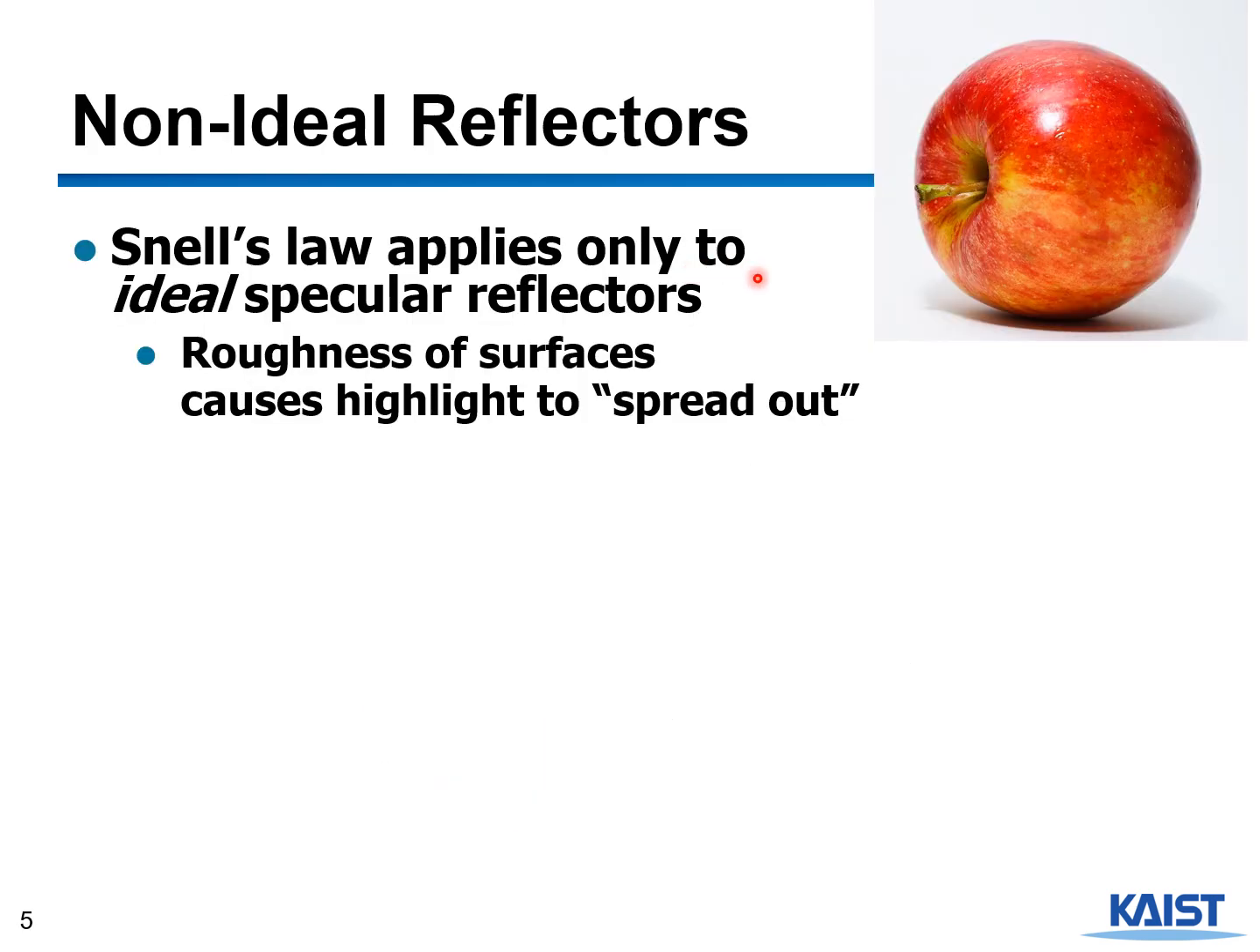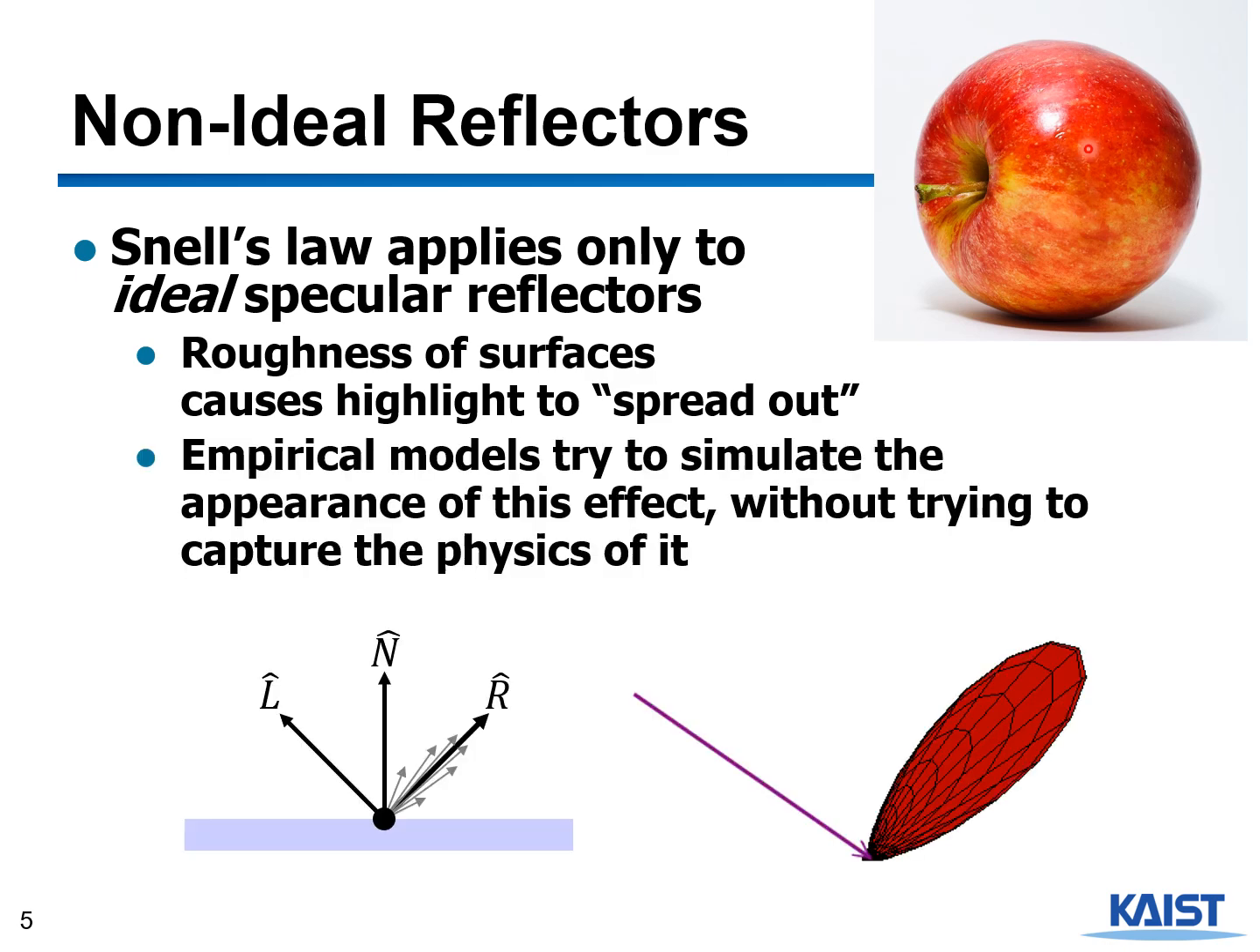Last time we talked about the ideal specular reflector. In that case, we can use Snell's law. But actually, most objects, for example apples, have surfaces that are not that smooth. They have a certain roughness. Due to this roughness of the surface, the highlight spreads out. So definitely we need some technique to support this kind of non-ideal reflector.